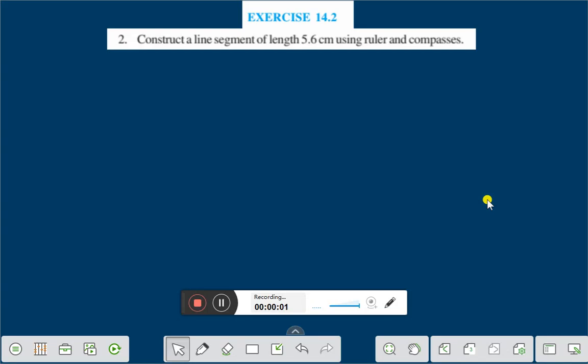Hello everyone. Today we shall discuss exercise 14.2 question number 2. Construct a line segment of length 5.6 centimeter using ruler and compasses.